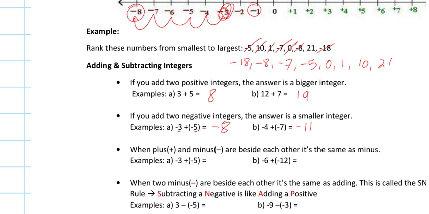I always think about it too as like you owe me $4 and now you owe me another 7. Now you owe me $11, right? So always think about negative as owing or below ground, right? Make sense?